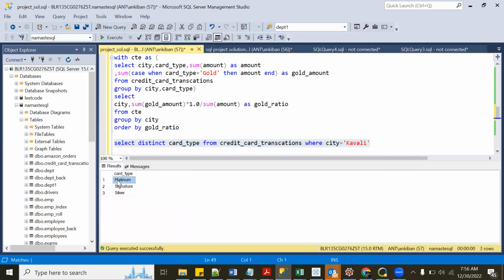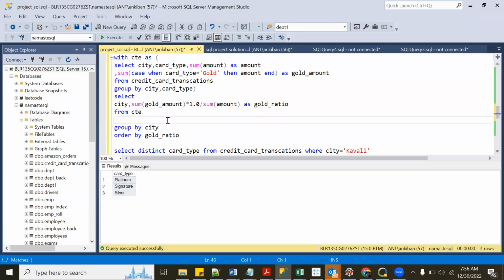If you see, there is no transaction for gold, right? That's why when I do this, it is coming as null, because there is no transaction for gold for this city, isn't it? So what we can do is filter out those cities because there is no transaction. So let's take it out.